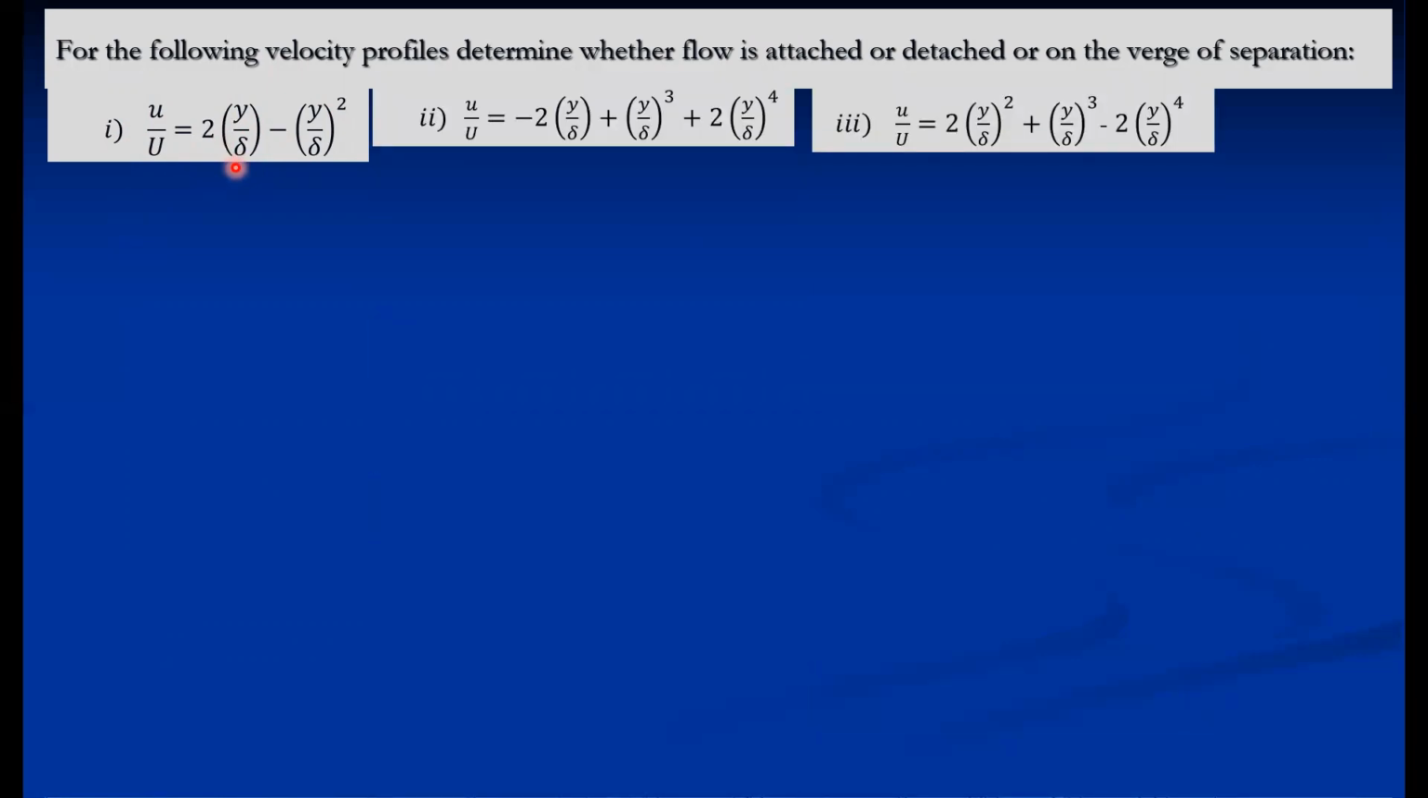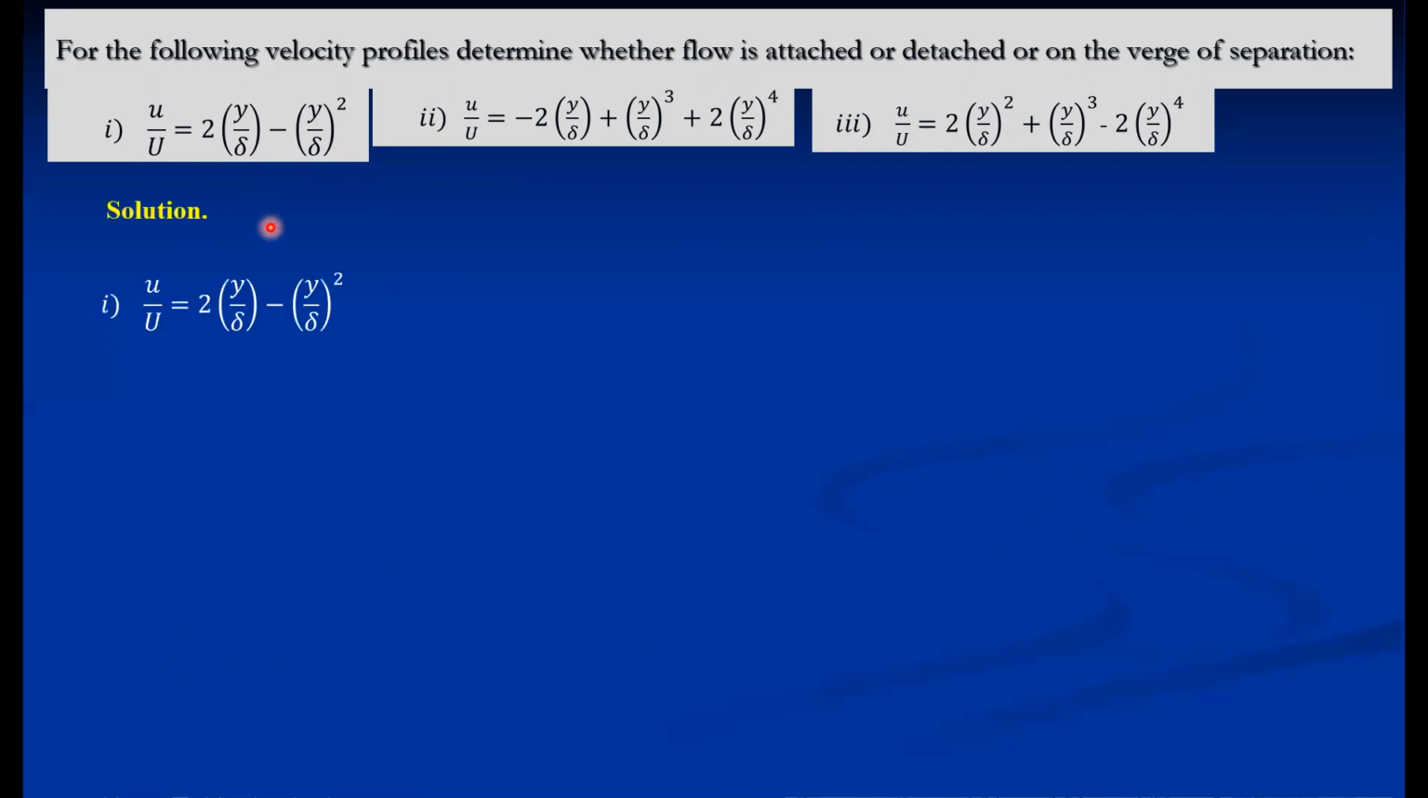Before that, we'll see how to solve numericals on separation, how to investigate whether the flow is attached, detached, or on the verge of separation with the help of the equations given, that is, a non-dimensional velocity gradient. Let us see, for the following velocity profiles, determine whether the flow is attached, detached, or on the verge of separation. Here small u is the local velocity, capital U is the mainstream velocity, y is the distance, and delta is the boundary layer thickness. Three velocity profile equations are given in non-dimensional form, and we have to recognize whether the flow is attached, detached, or on the verge of separation in all three cases.